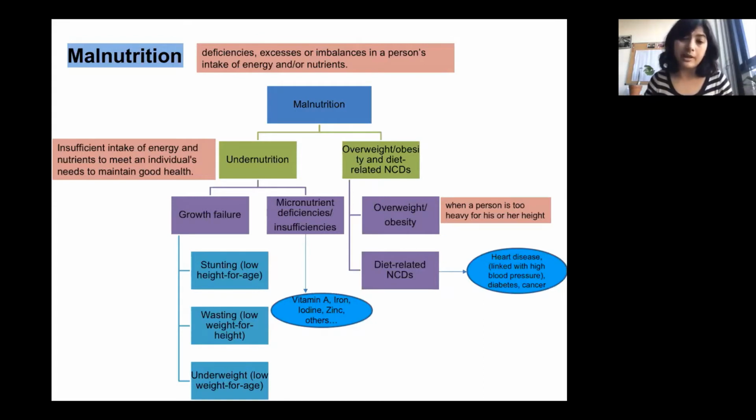And obesity is the other form, like overweight, obesity, or the non-communicable diseases, which is the other category of malnutrition. Obesity is normally when a person is too heavy for his or her height, and it's the fat accumulation in the body. And the diet-related NCDs are because there are so many non-communicable diseases whose main risk factor is diet, such as heart disease, which is linked to high blood pressure, diabetes, and cancer.